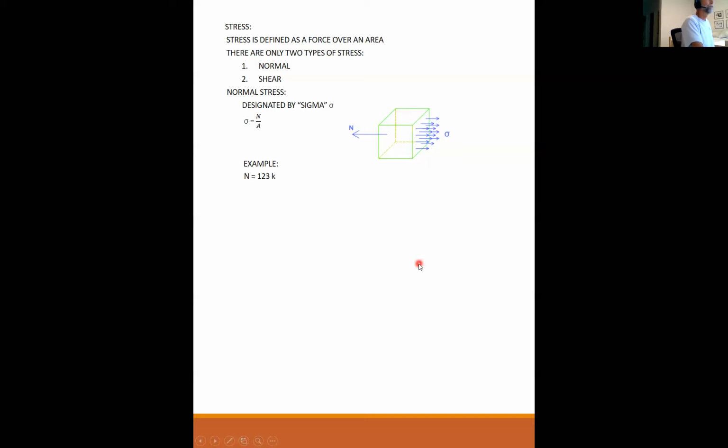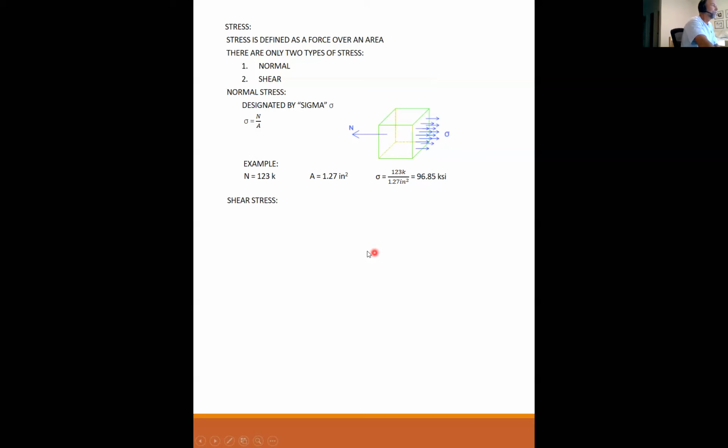For example, super simple: N is 123 kips. A is 1.27 inches squared, which just happens to be the area of a number 10 rebar. So if sigma is equal to force over area, then I have 123 divided by 1.27 inches squared. Therefore, we have 96.85 ksi, or the normal stress.